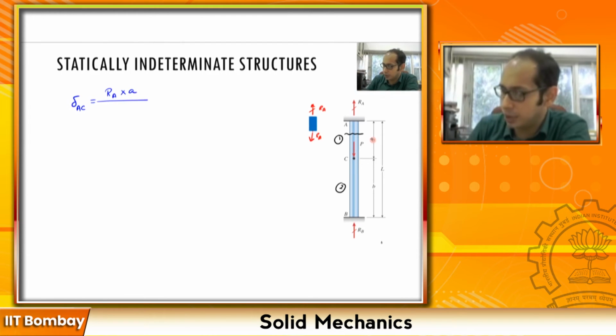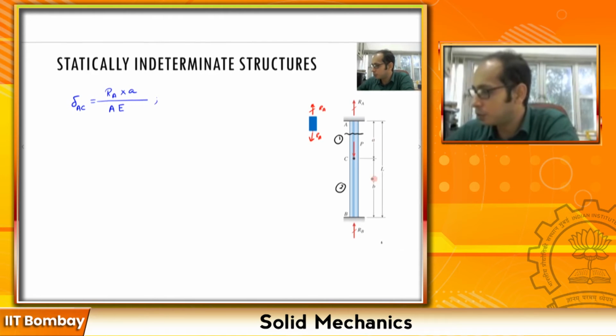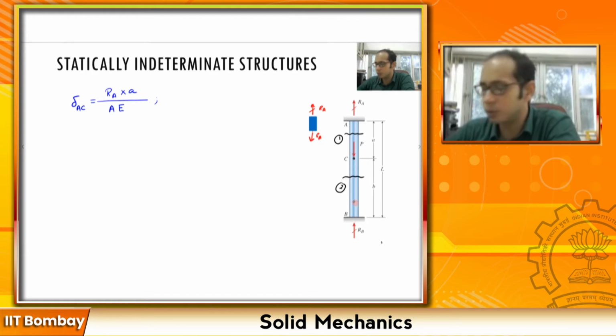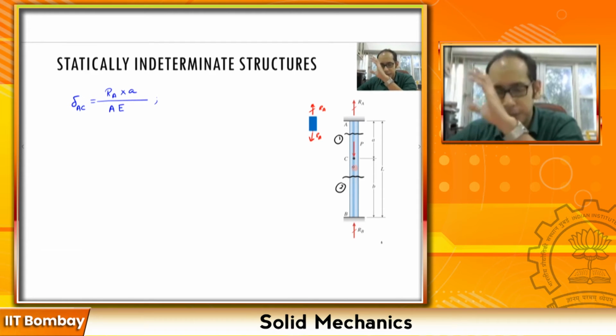The area of cross section is the same throughout, so I'm going to write A times E, assuming that the material is the same throughout as well, right? Now similarly, if I consider this BC part over here, and take a random cross section like this, and consider this bottom part, you can do the top part as well. Eventually you will see it works out to the exact same thing.